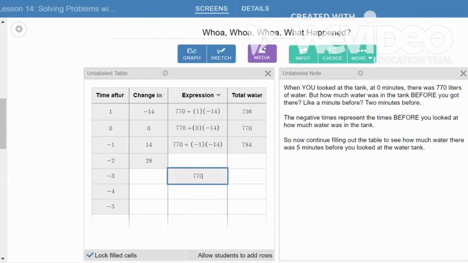And then what we're going to be doing is we're going to be adding -3, right? Because our time was -3 seconds ago, and then -14. So this is basically like 3 times 14 because a negative times a negative is a positive. And so once I do 3 times 14, I add that to 770, and that will give me my number here.